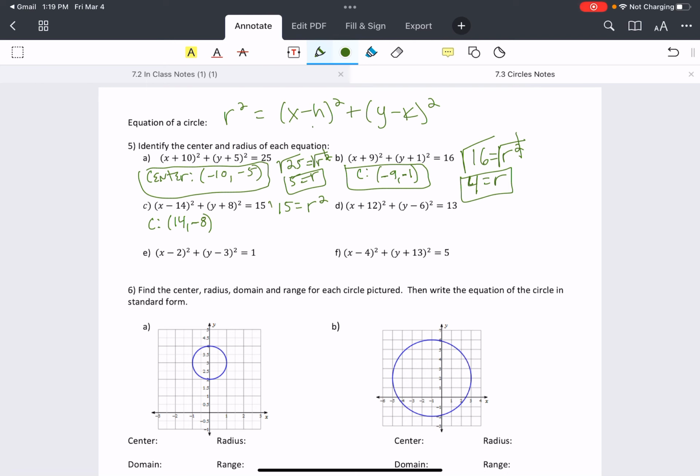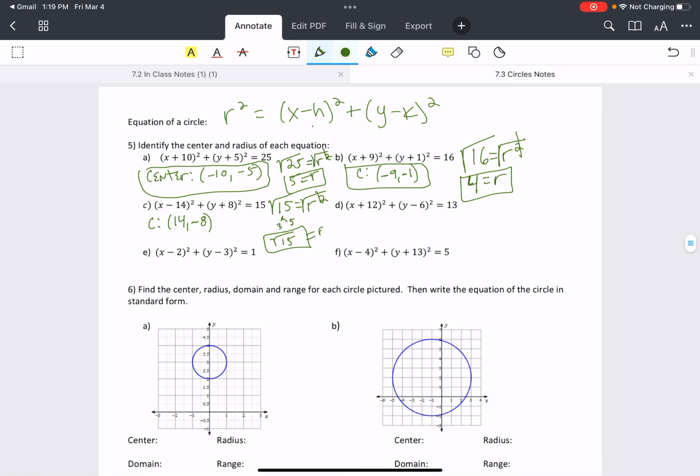So now I'm going to square root it. It's not a perfect square, so we're going to need to make a factor tree. Is there any pairs in that? Not 15. There we go. Square root 15 is my radius.